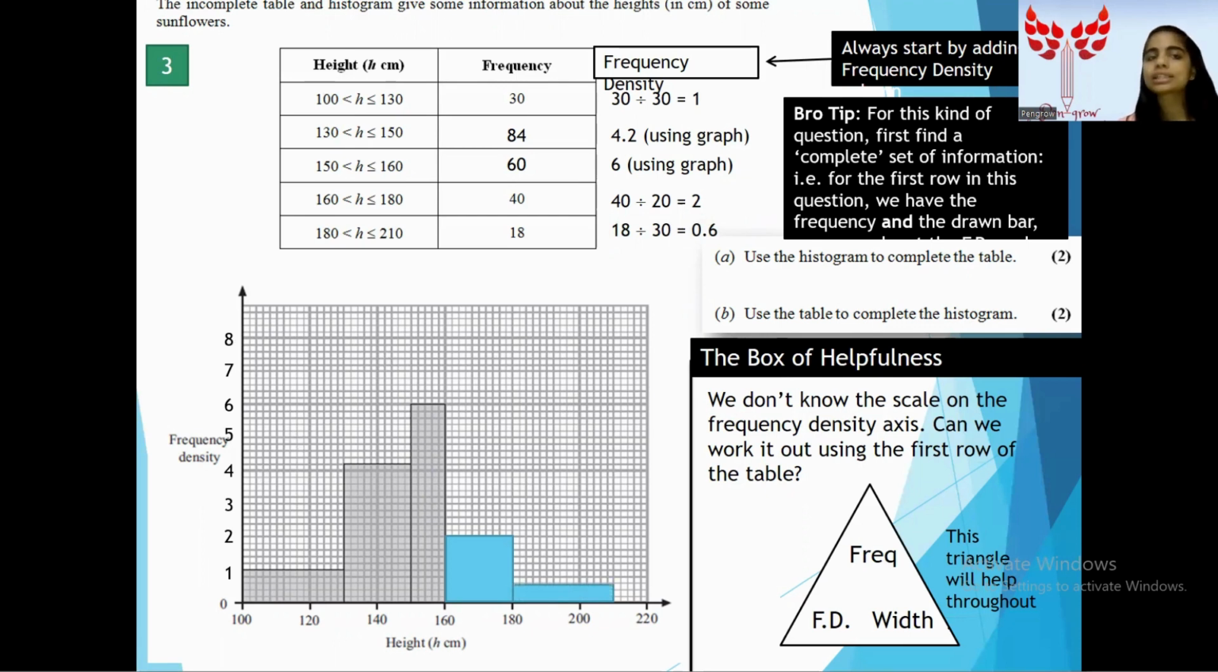Frequency polygons are very easy. You have to take the midpoints of the histogram bars and plot them. We will discuss them in the next video. Do not worry about that. In that video, we will be covering frequency polygons.